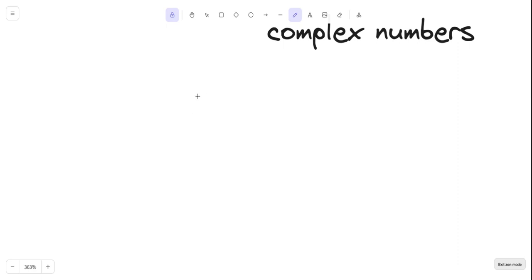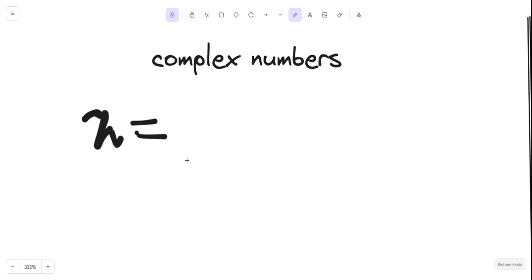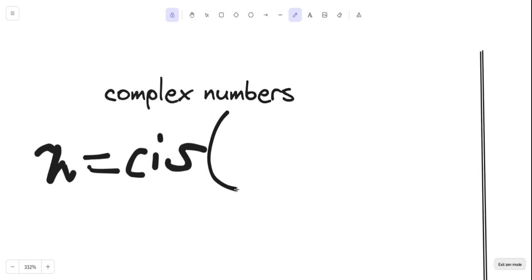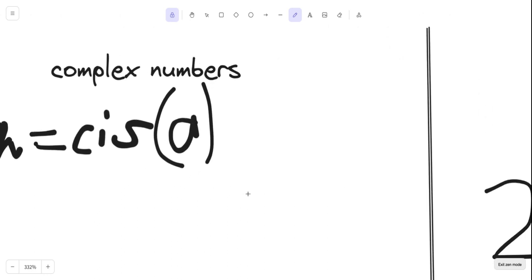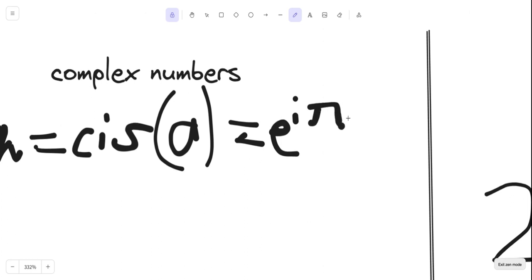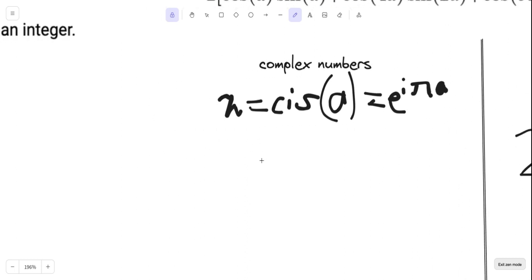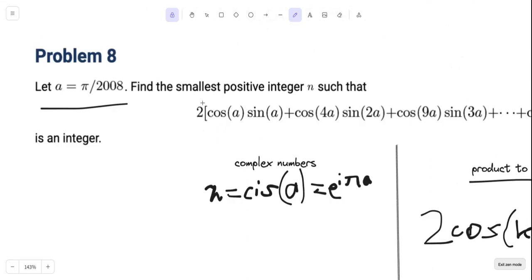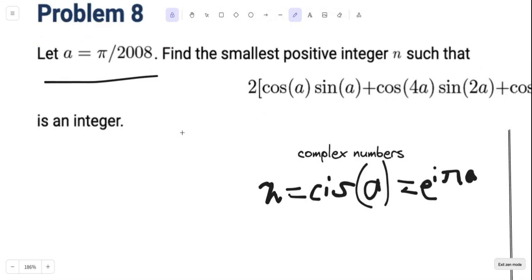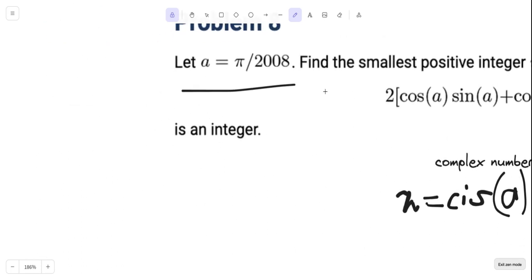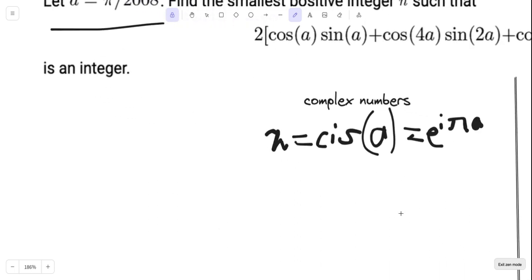So if we let, that is really bold, it's actually the minimum thickness. Okay, you should know what this means. Cis of a, which is e to the i pi a. Now then notice that z to the 2008 is -1, or rightfully z to the 4016 is going to be 1.